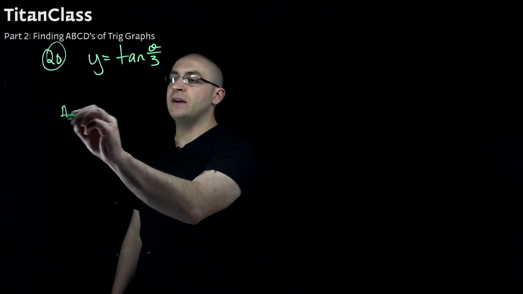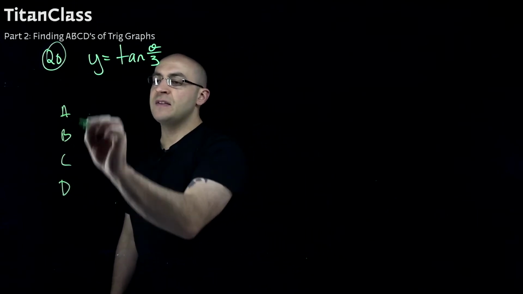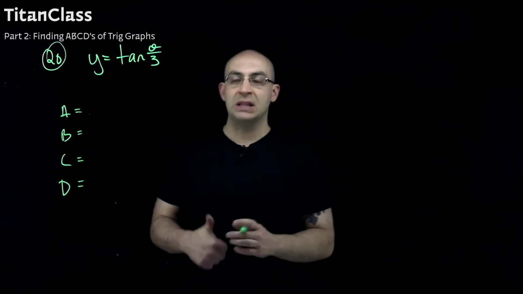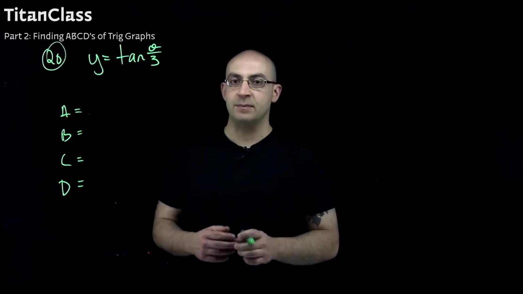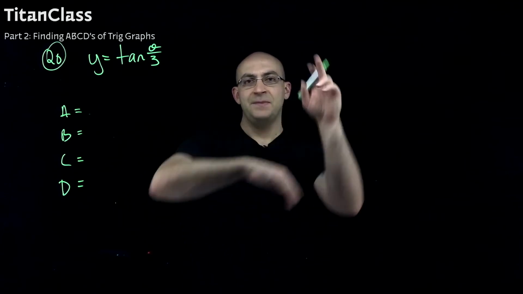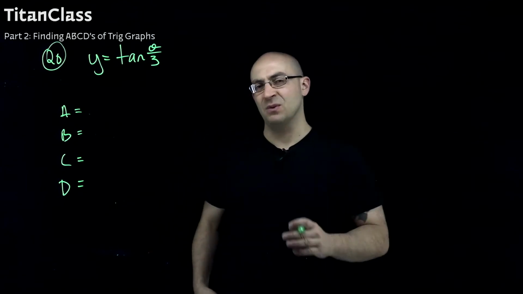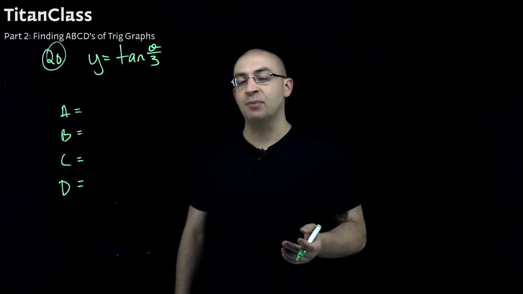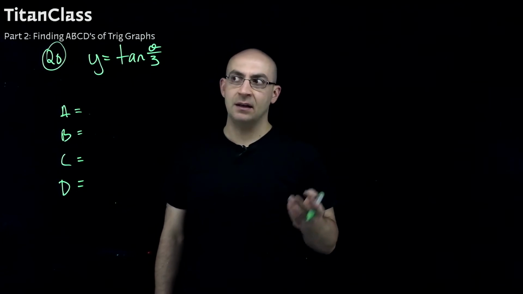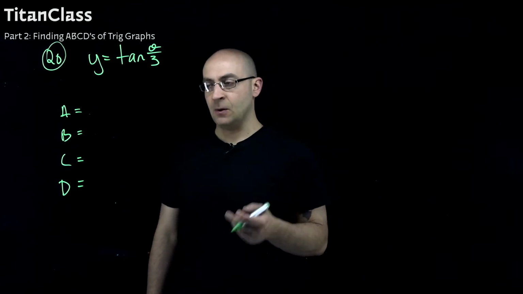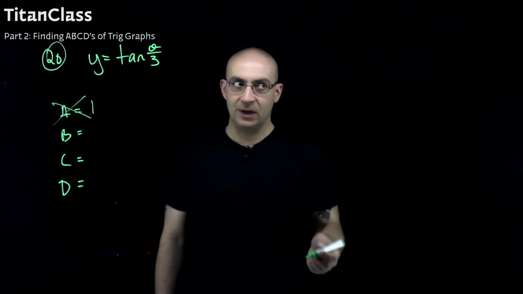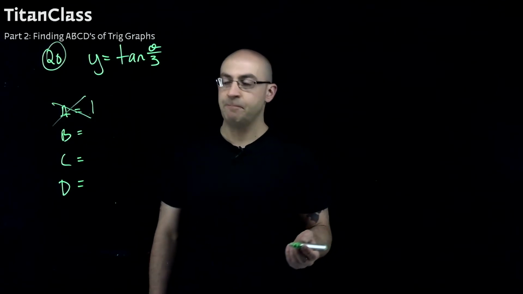We're still going to find our ABCDs. You're going to find that the amplitude, however, is more like a vertical stretch. We don't plot the amplitude on tangent graphs, because the tangent function still goes through it. So we don't usually graph the amplitude. It is important to know what the amplitude is, but again, it can be represented as a vertical stretch. So the amplitude is 1 here, but we don't need it because we don't draw that line.